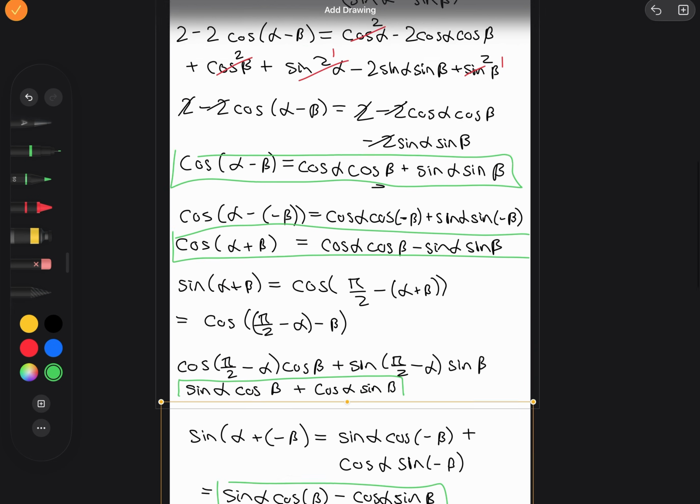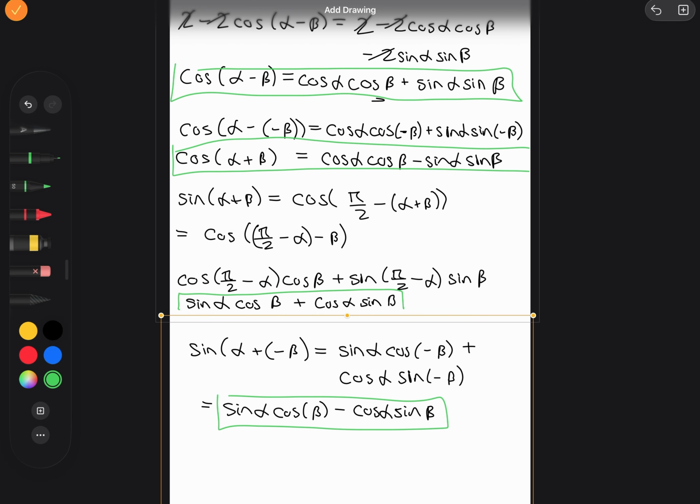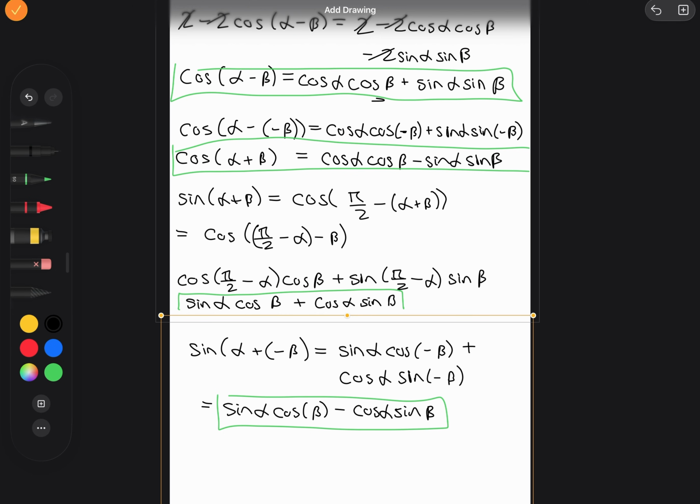So these identities are really important. You might have to memorize them for some of your tests or assignments, but I recommend always knowing how to derive them, because in case you forget, you can just derive them on the spot. And remember these because they'll be really useful in your classes.